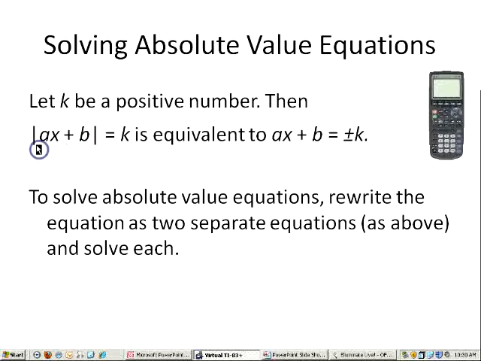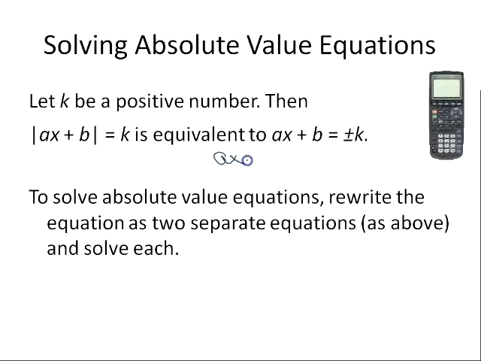In order to solve an absolute value equation, we want to get it set up in this form, where we have the absolute value by itself equal to some number k. In order to solve this, we're going to rewrite it as two separate equations, as the equation ax plus b equals k, and as the equation ax plus b equals the opposite of k.